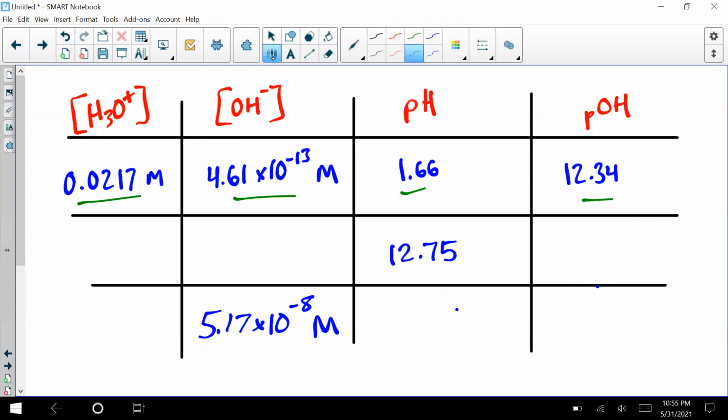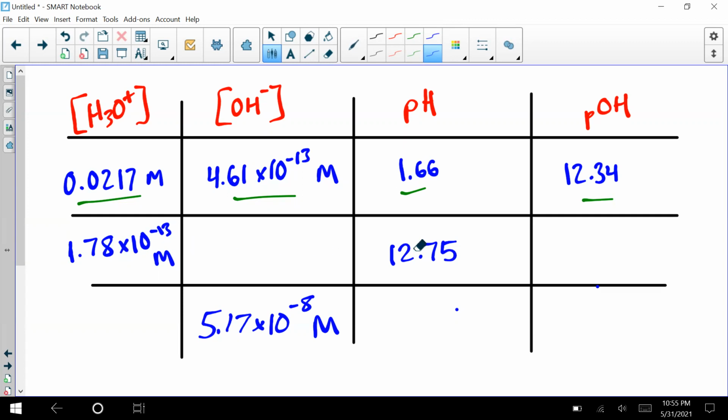All right, let's do the next one. So for this, we have 12.75 as a pH. Let's see what we can solve for. If we have the pH, let's go ahead and solve the hydronium concentration. So we're going to say 10 to the negative pH. So 10 to the negative 12.75 gives me a hydronium concentration of 1.78 times 10 to the negative 13. And my unit for that is molar.